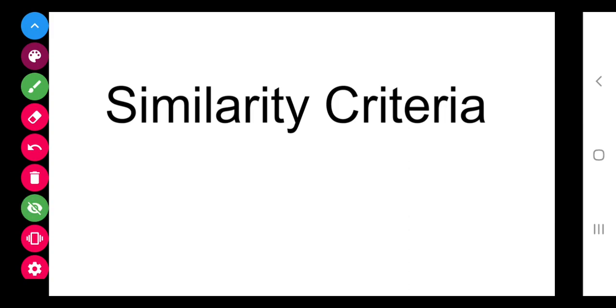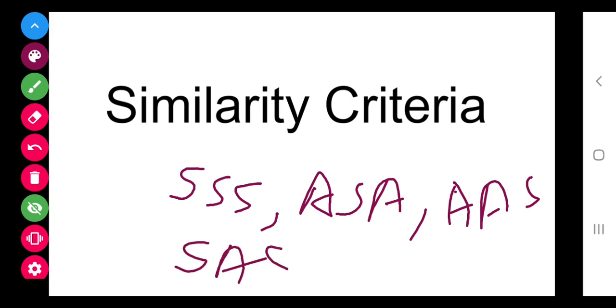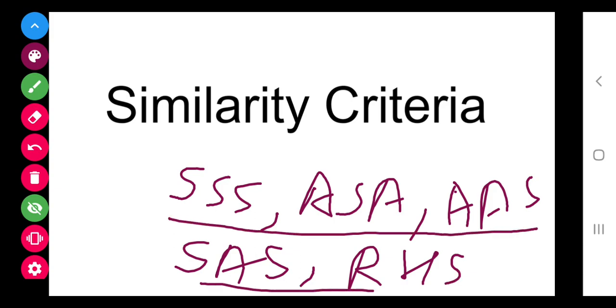If you remember about congruency, in congruency you have learned various criteria like SSS, ASA, AAS, SAS, and finally RHS. So here these are the 5 congruency criteria.